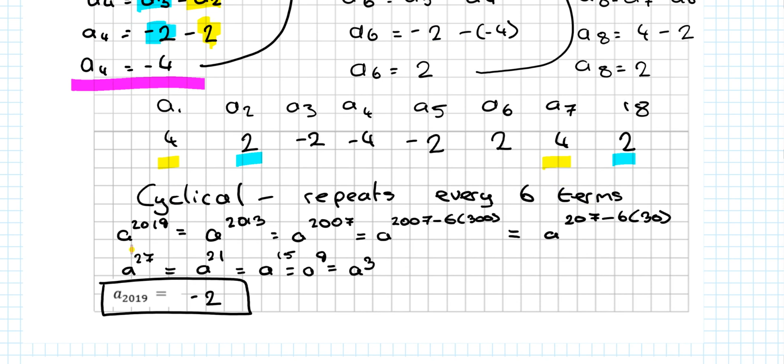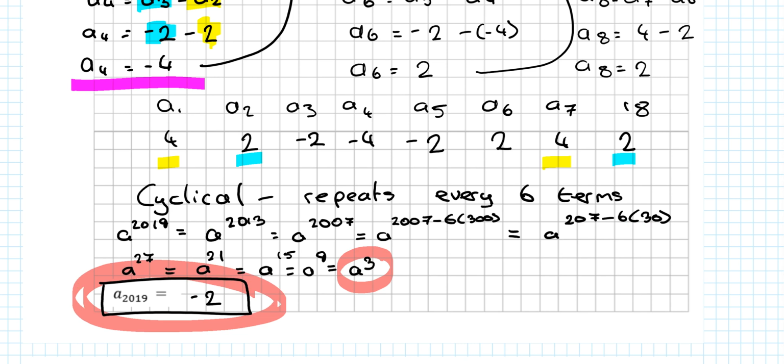So that means the A2019 is going to be the same as A2013, 2007. And then I can take away any multiple of 6. Now I've taken away 300 times 6, but you could just stick any number in your calculator. So 300 times 6 gets me down to 207. And then I'm taking away more multiples of 6. Because it repeats itself. The pattern repeats every 6 terms. So I can take away full chunks of 6 until I'm getting down to the single lowest digit, which would be A3, which is the 3rd term. And I'm getting A2019 is minus 2.